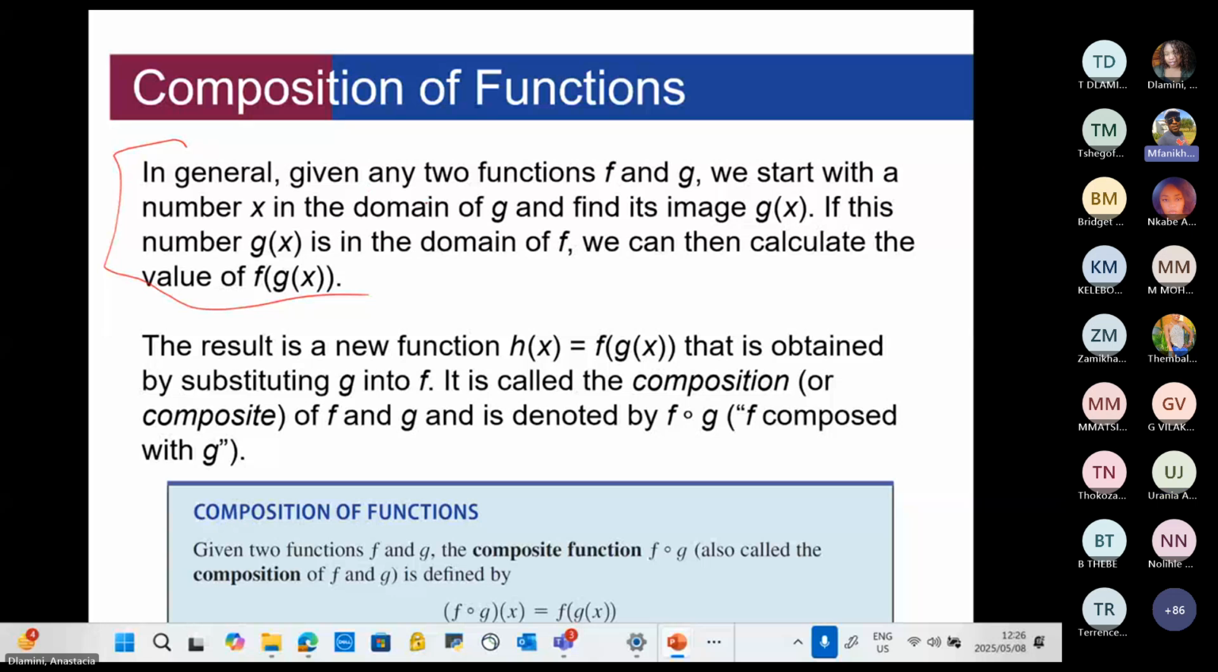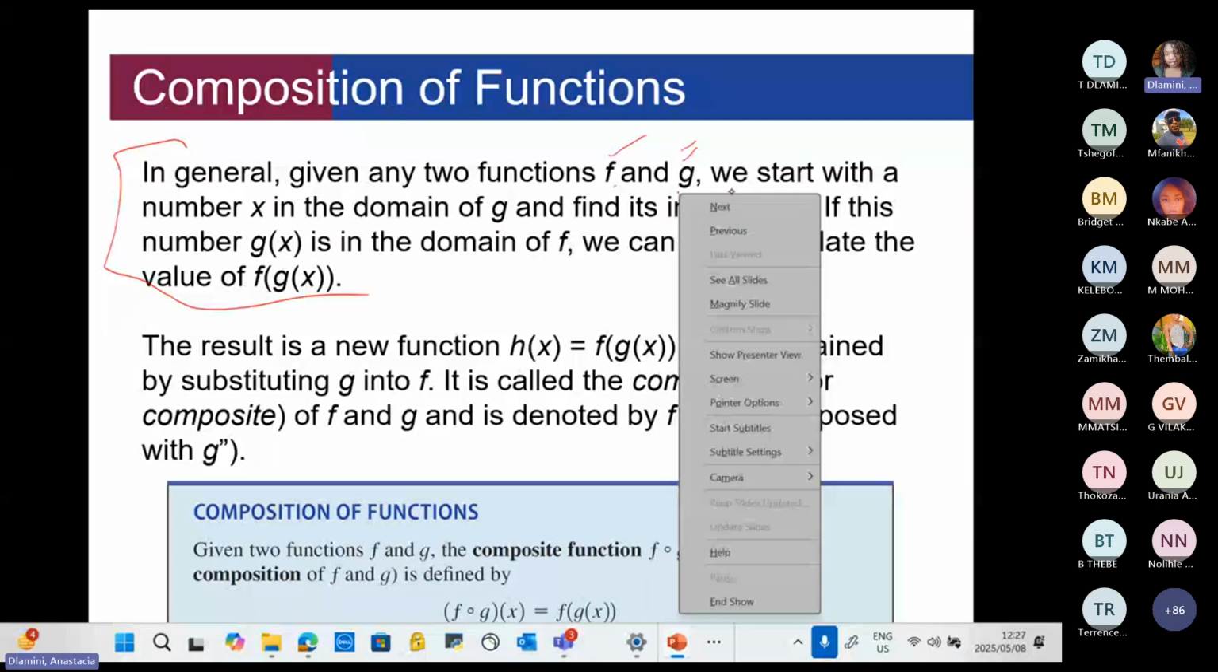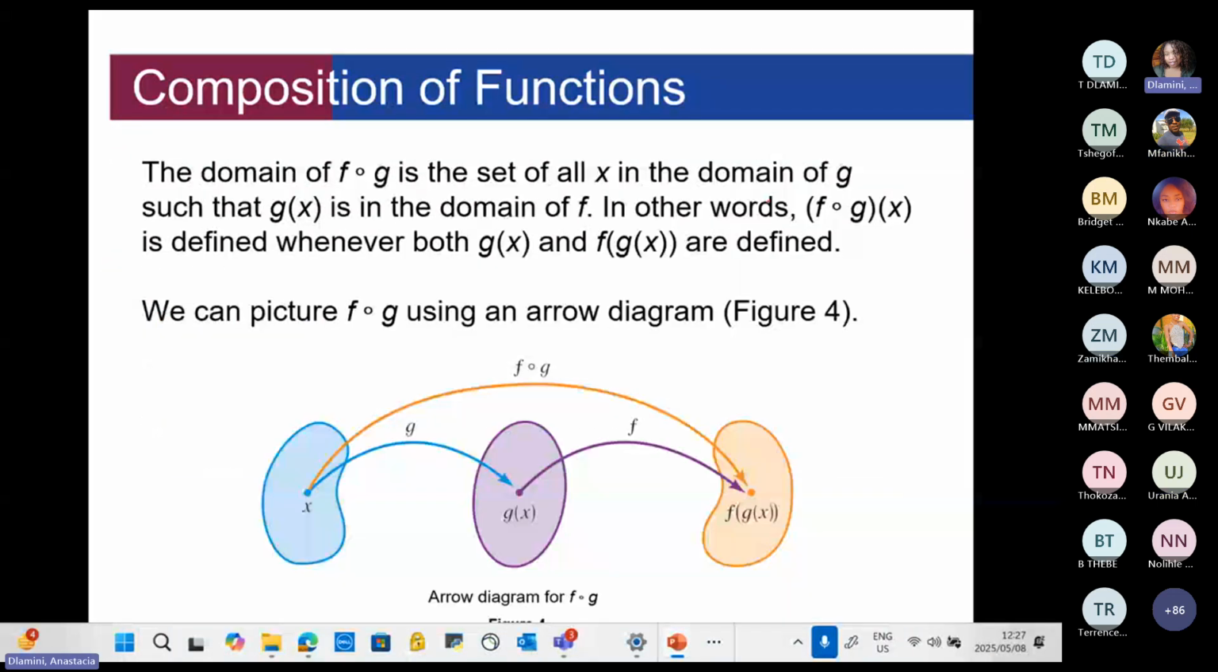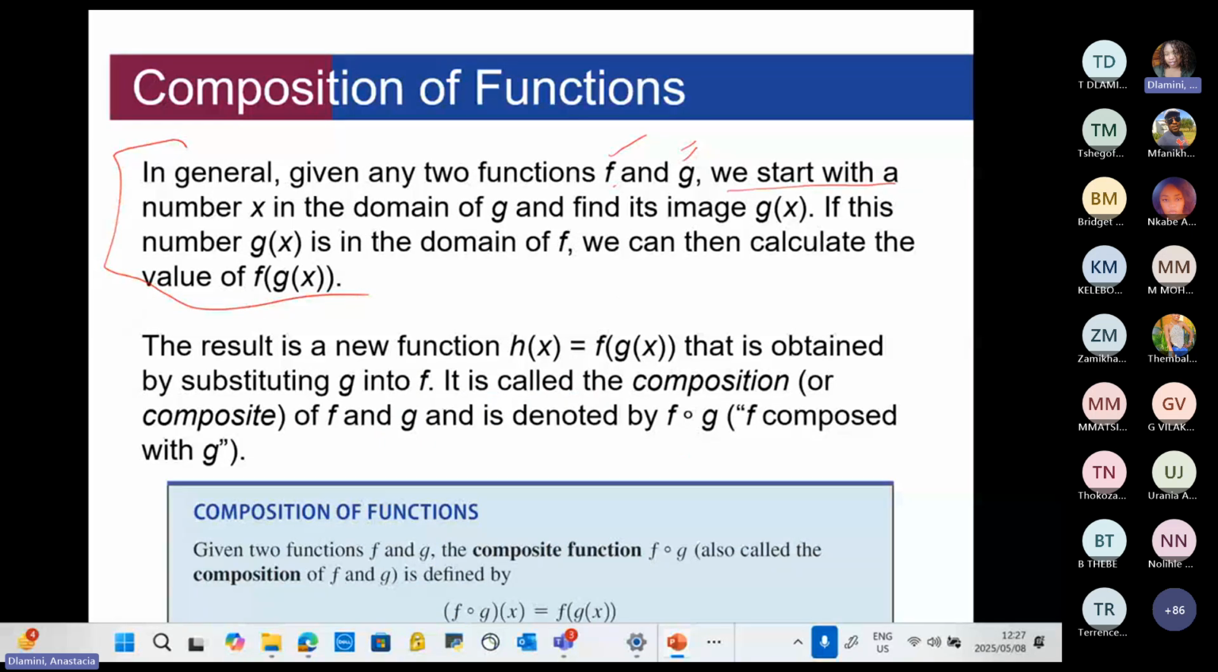Yes, ma'am. Now they say, listen to this: we start with a number x in the domain of g of x. Translate that. Ons begin met 'n nommer van x in g of x. And find its image. En dan kry ons die prentjie. Does it make sense, the statement that you have read from the beginning?